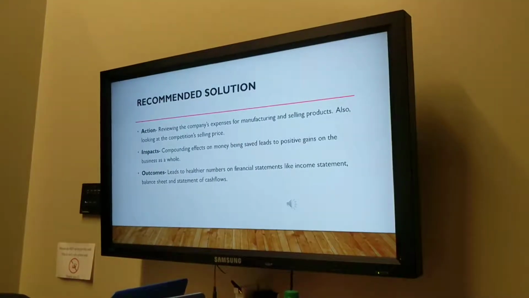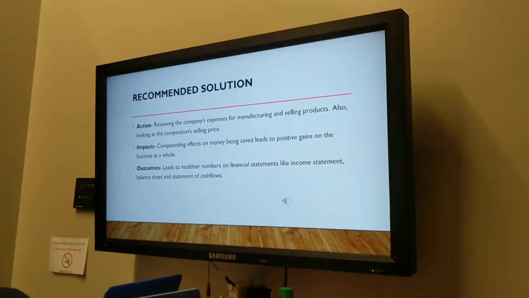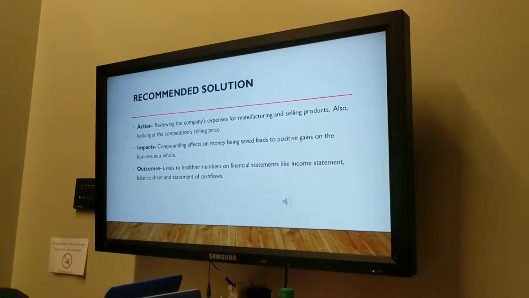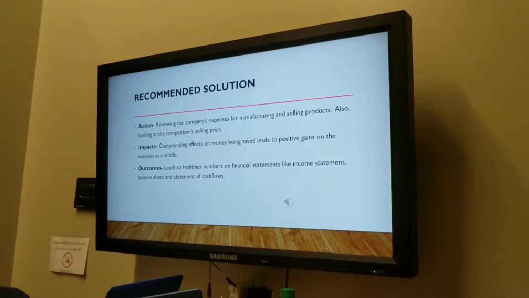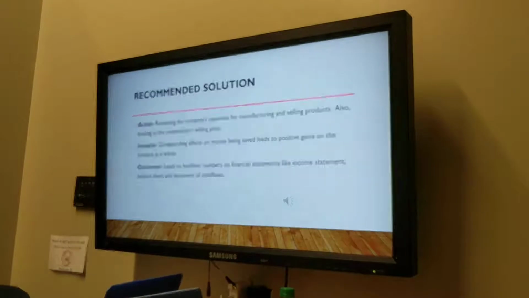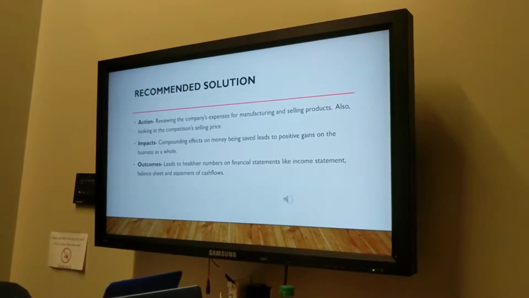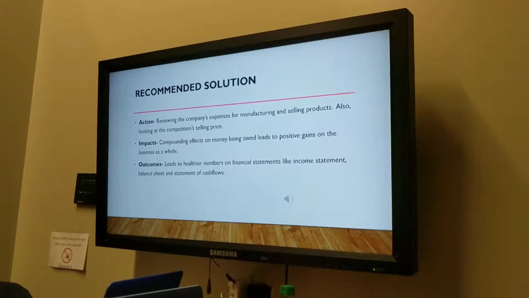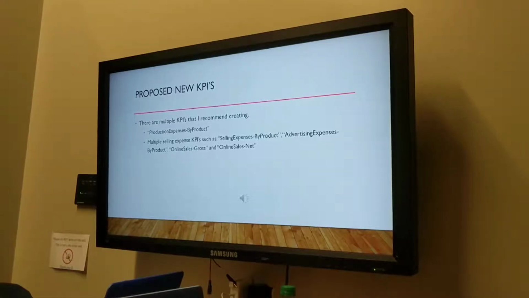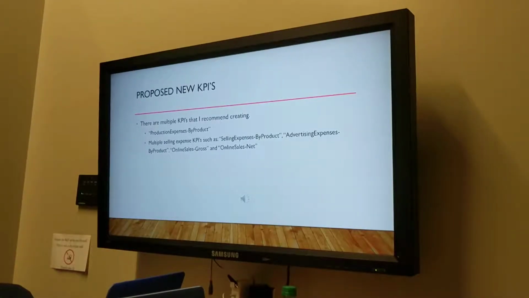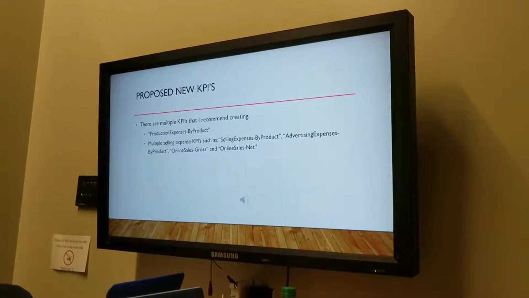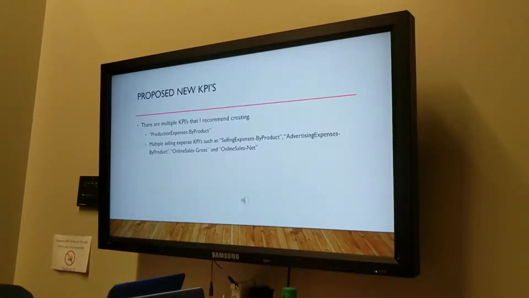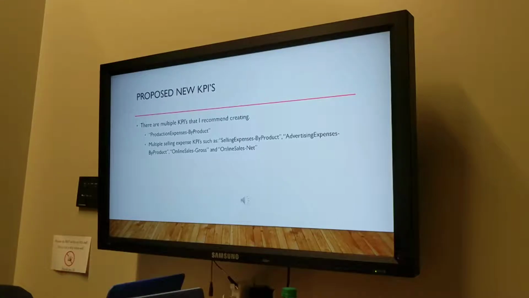My recommended solution is reviewing the company's expenses for manufacturing and selling products, also looking at the competition's selling price. Compounding effects on money being saved lead to positive gains for the business as a whole, and outcomes lead to a healthier set of numbers on the financial statements. And then a couple of KPIs that I'm looking at adding are production expenses and other selling expenses, which are listed down there.